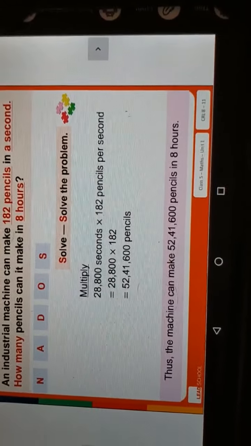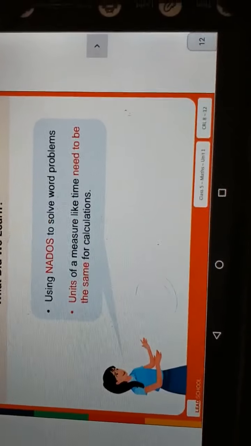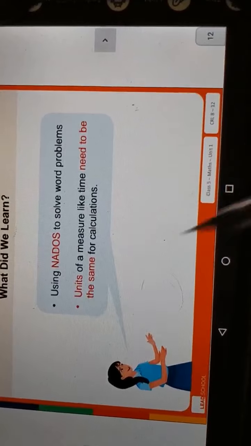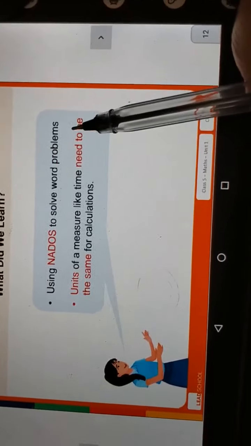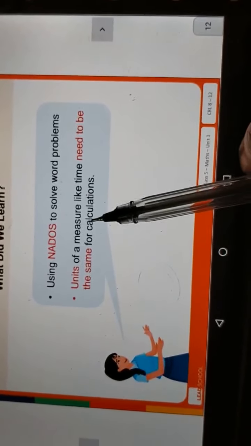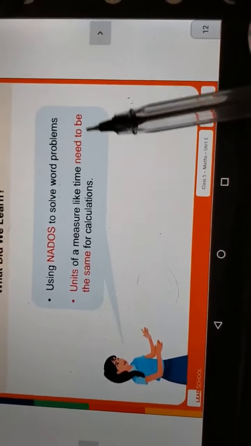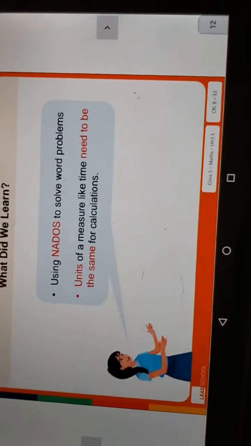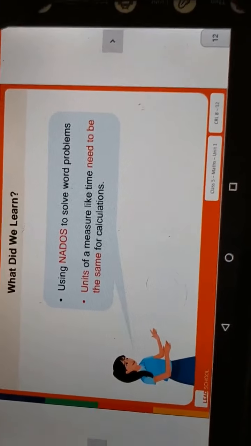Okay students, now we'll start the next one. So what did we learn? We learned that when using the Naro's method to solve word problems, units of measure like time need to be the same for calculation. Got it? Now we'll start worksheet number 12, students.